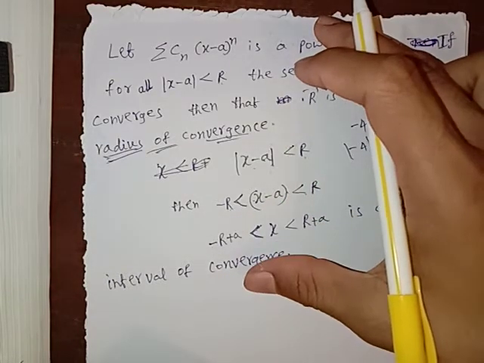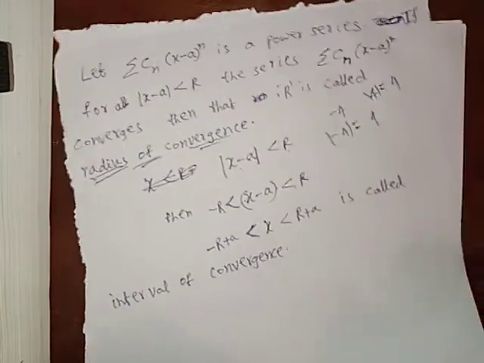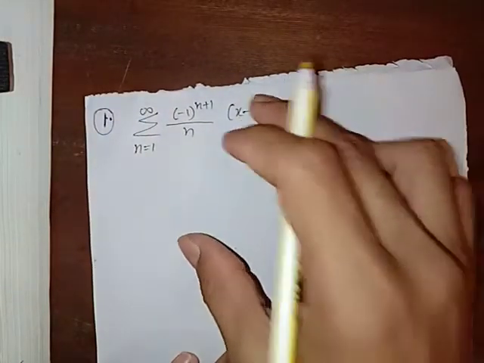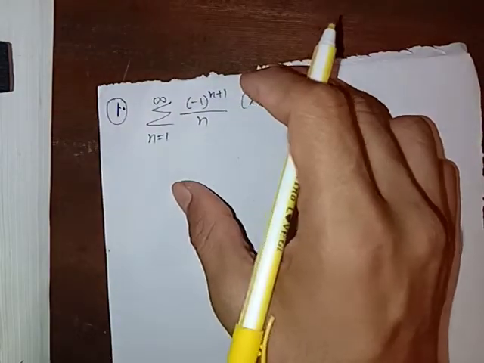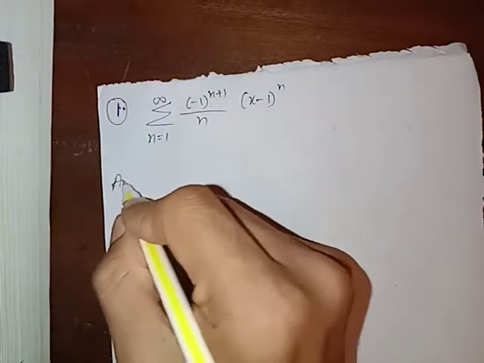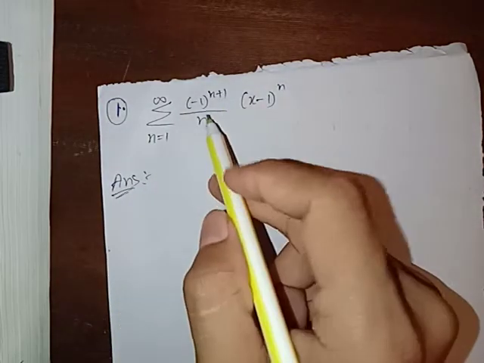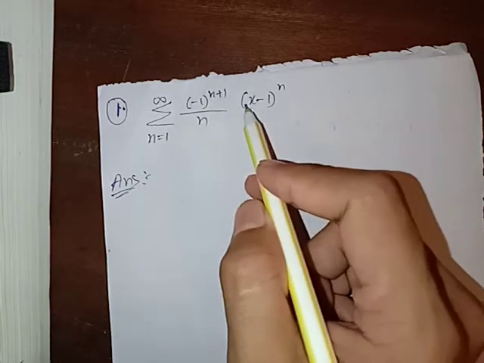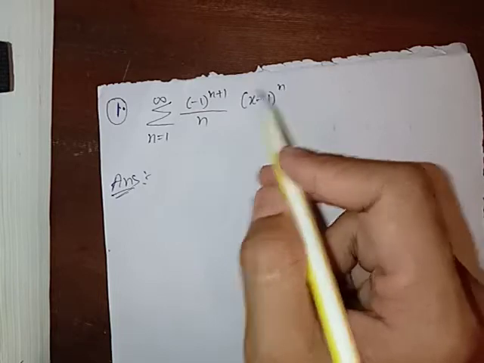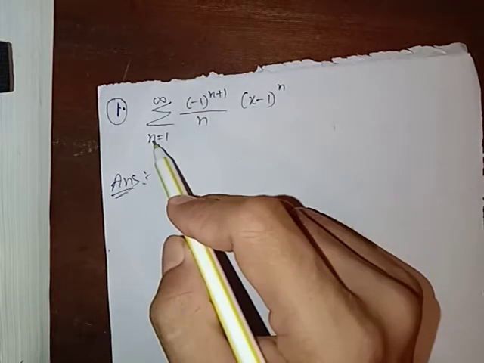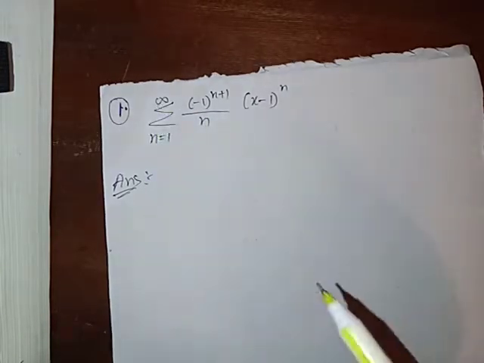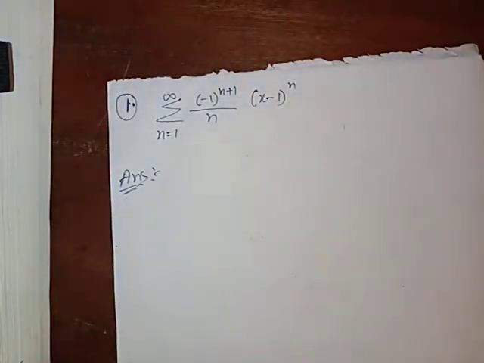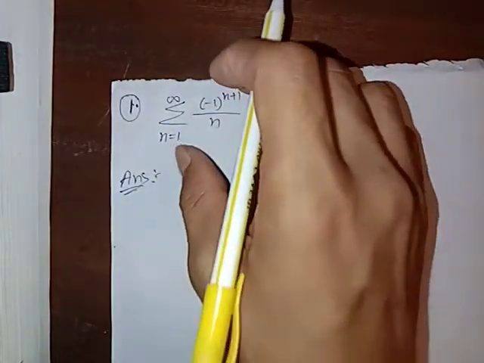Using this, we can find out the radius of convergence and interval of convergence of some problems. This is an IIT mathematics exam problem. The sum of minus 1 raised to n plus 1 into (x minus 1) raised to n divided by n, from n equal to 1 to infinity, is a series.